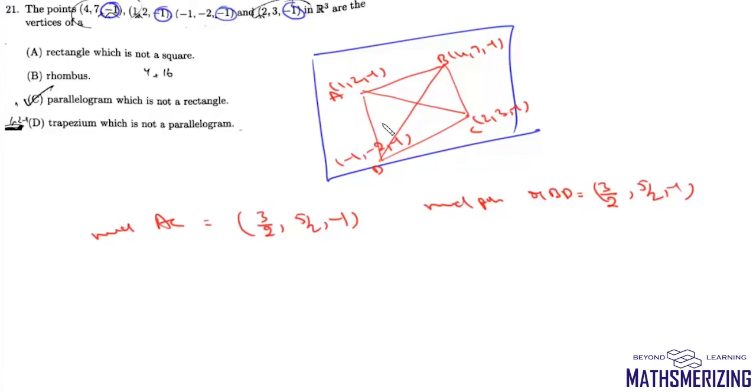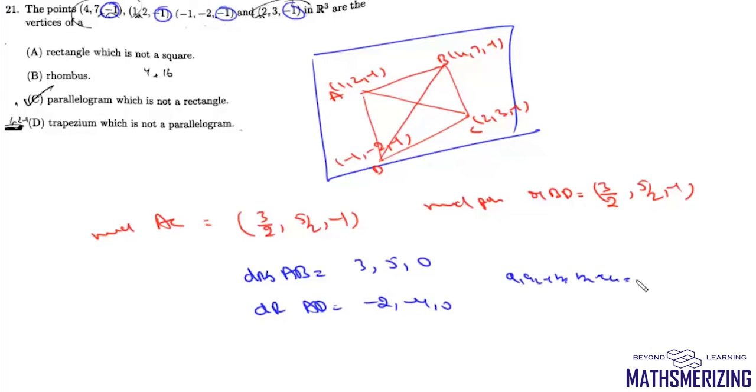Now we need to find whether it forms a rectangle. Now we'll find the direction ratios of AB. So the direction ratios of AB are 3, 5, and 0. And the direction ratios of AD are -2, -4, and 0. Now if we take a1a2 plus b1b2 plus c1c2, it is unequal to 0. So that means it'll form a parallelogram which is not a rectangle, and that's your option number C.